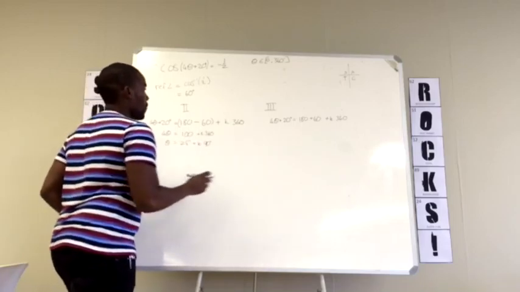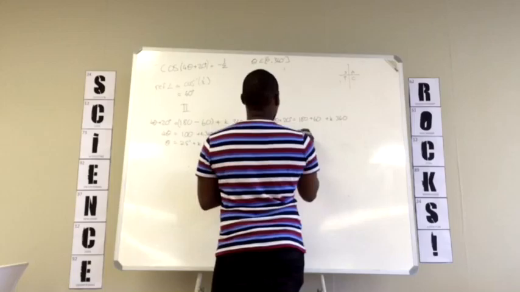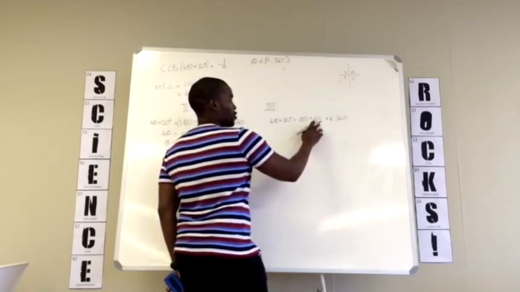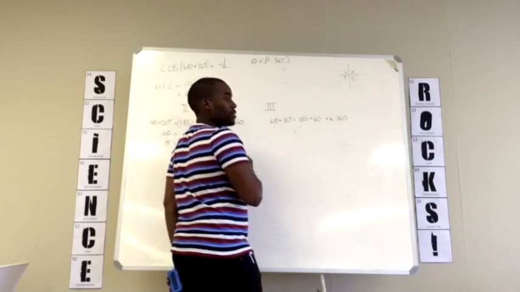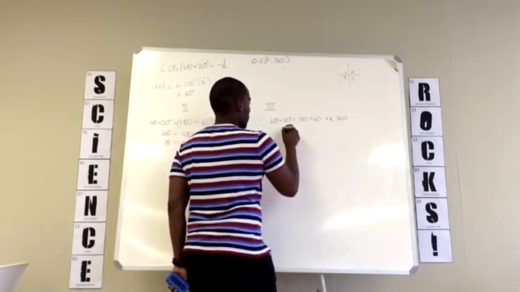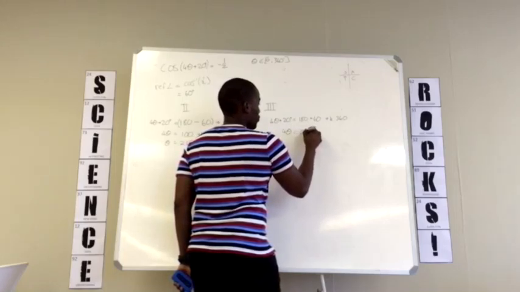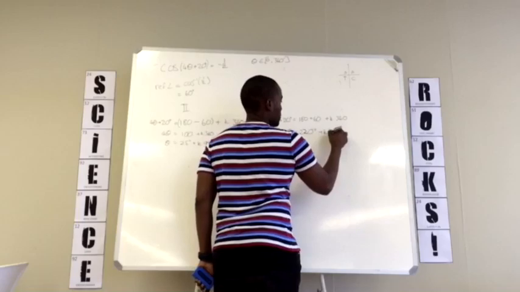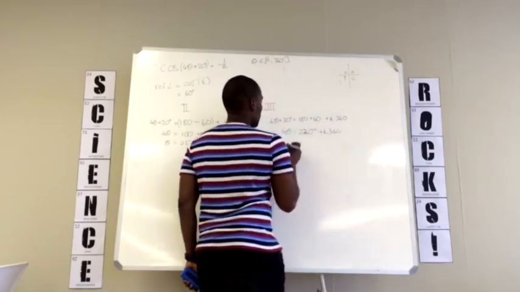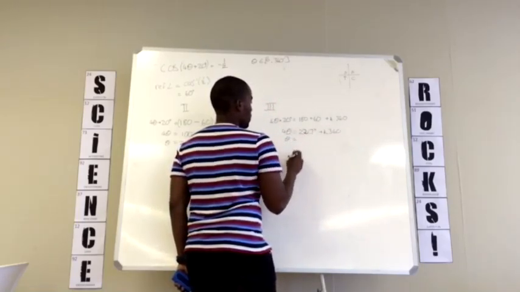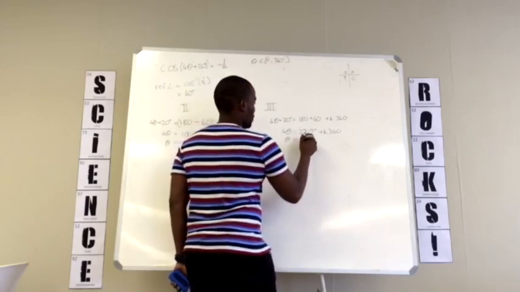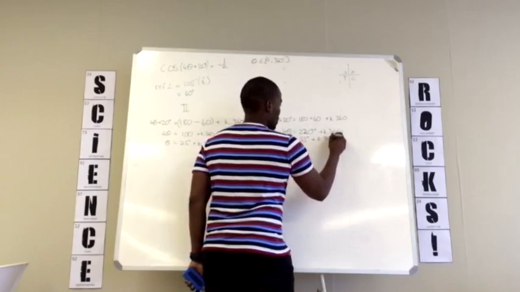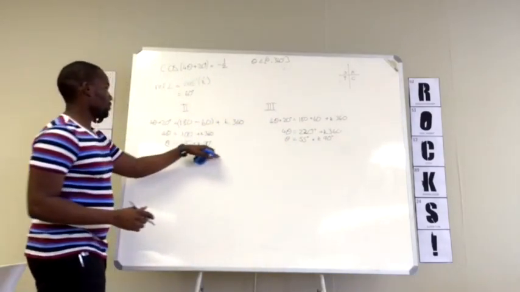Okay, and then this one, same thing. We have 180 plus 60, which gives us 240, minus 20, which is 220 degrees. So 4 theta is equal to 220 degrees plus K times 360. Divide through by 4, and theta is going to be 55 degrees plus K times 90 degrees. So this is my general solution for theta.